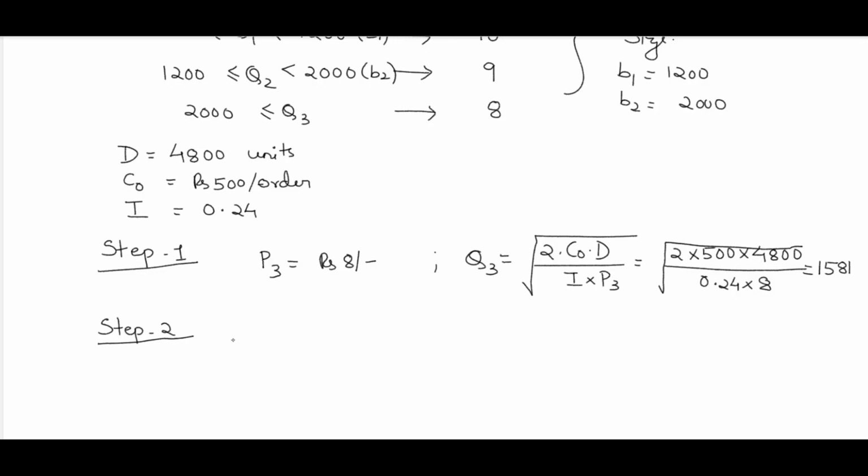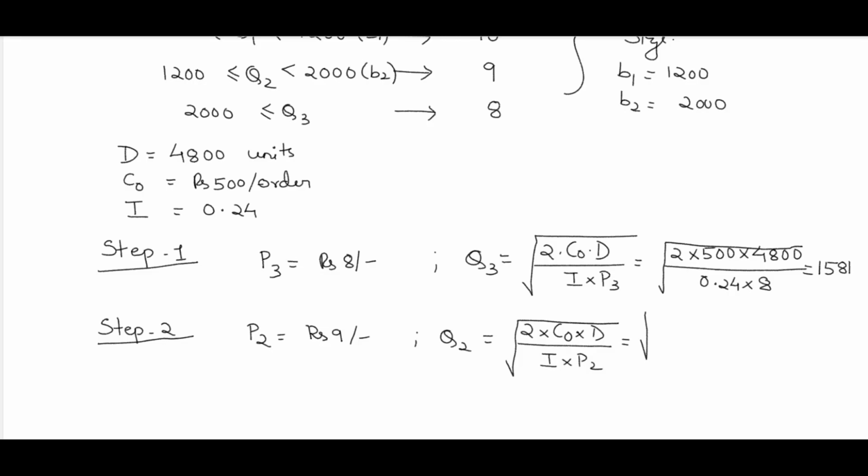Step 2. We will go to step 2, that is your P2. What is P2? What is the cost of P2? It is 9. So P2 is equal to rupees 9. Okay, now we have to calculate Q2. What is Q2? Q2 is equal to the square root of 2 C0 into D by I into P2.